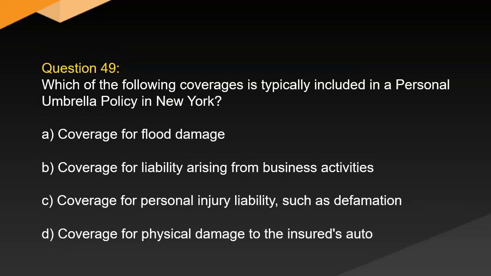Question 49. Which of the following coverages is typically included in a personal umbrella policy in New York? A. Coverage for flood damage, B. Coverage for liability arising from business activities, C. Coverage for personal injury liability such as defamation, D. Coverage for physical damage to the insured's auto.